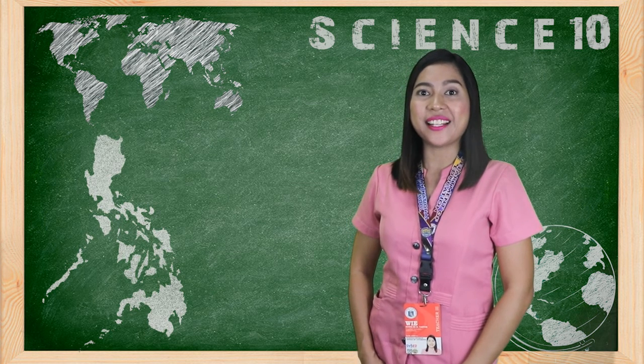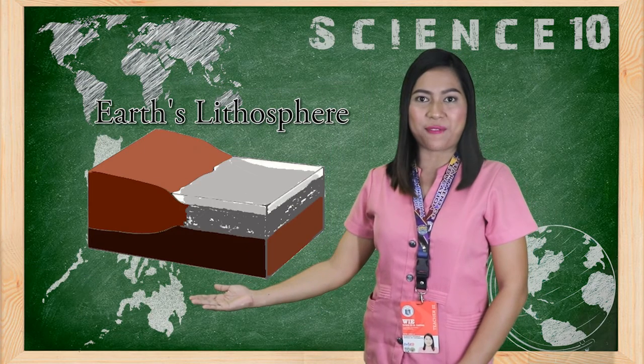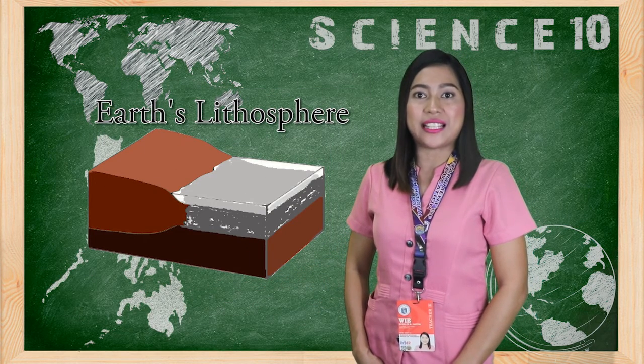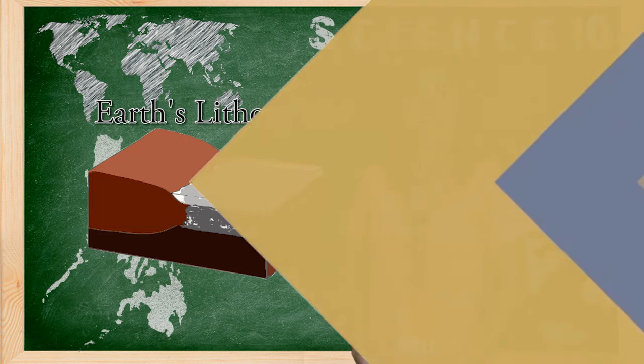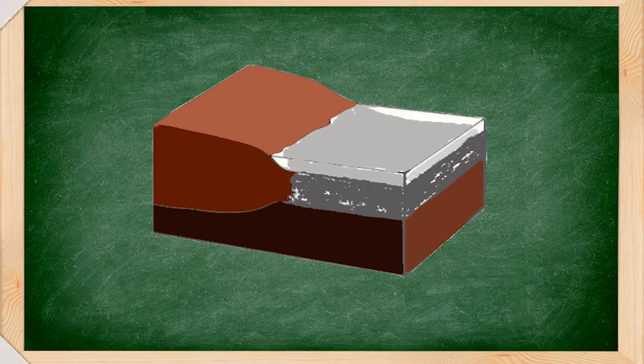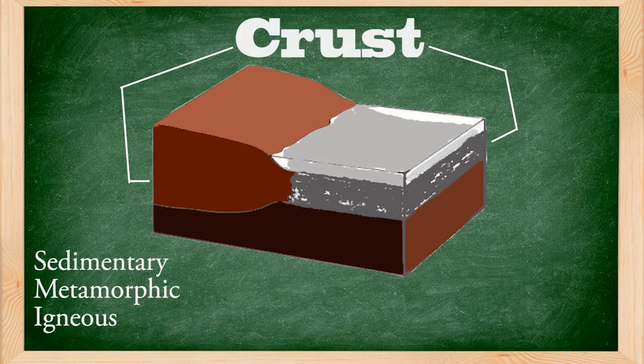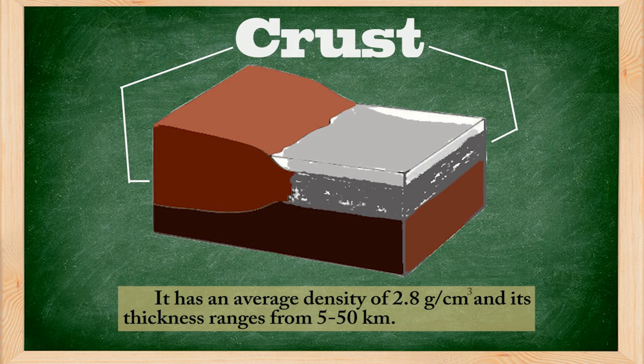Now, take a look at the Earth's lithosphere. Did you know that the Earth's lithosphere consists of layers? The first layer is the crust, made of a variety of solid rocks like sedimentary, metamorphic, and igneous. It has an average density of 2.8 grams per cubic centimeter and its thickness ranges from 5 to 50 kilometers.